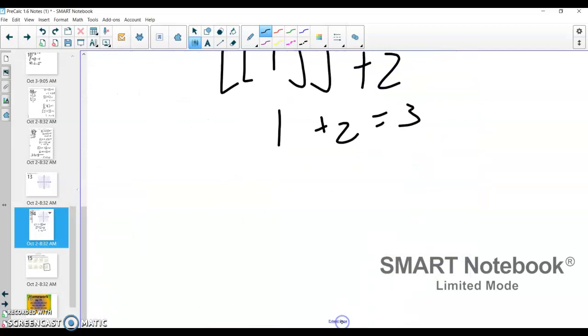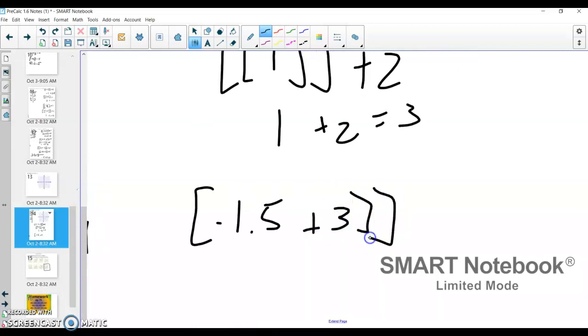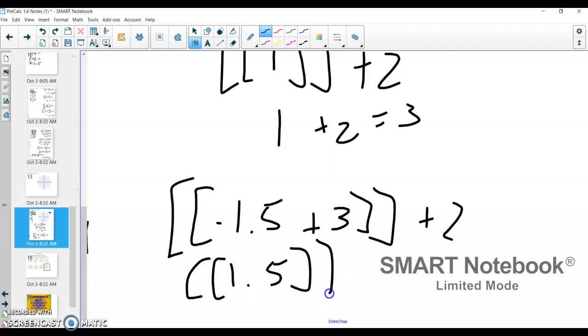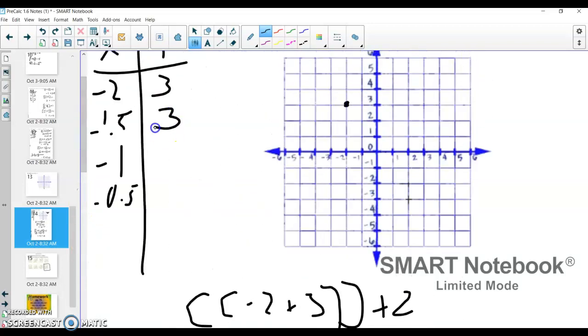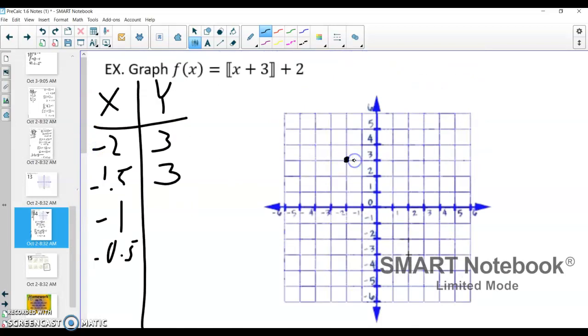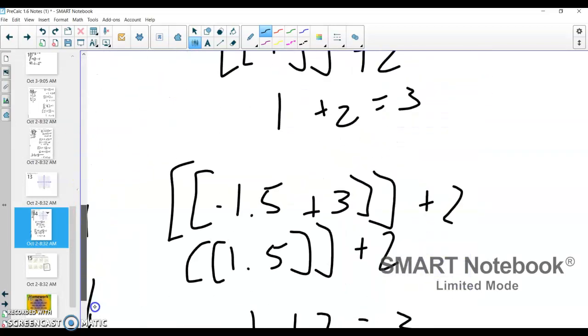-1.5 we're going to plug in now. -1.5 plus 3, double bracket, plus 2 on the outside, and -1.5 plus 3 is going to give me a positive 1.5 plus 2. And we're going to round that down because it's in the double bracket, greatest integer function, and it's going to round down to 1 plus 2, which is going to be 3. So I have 3 there. Another 3 at -1.5.